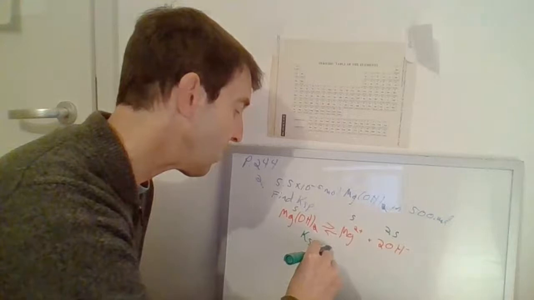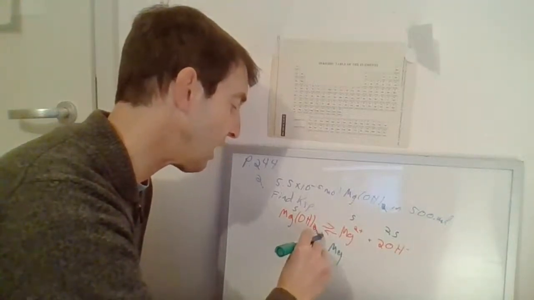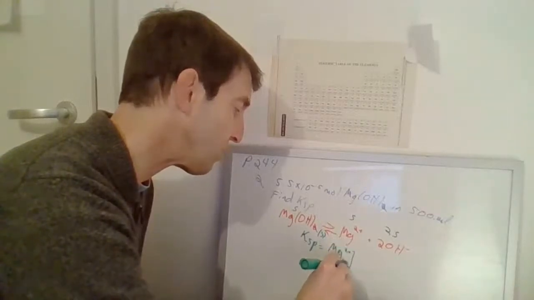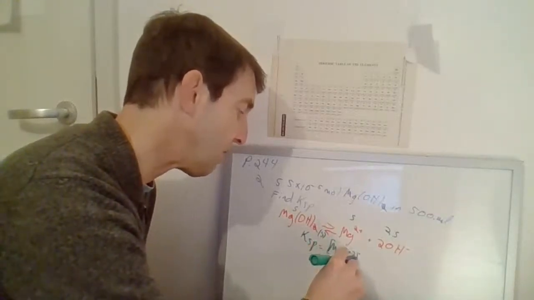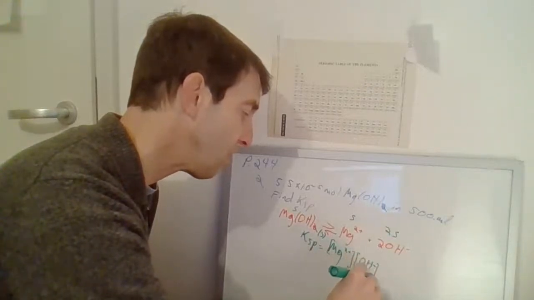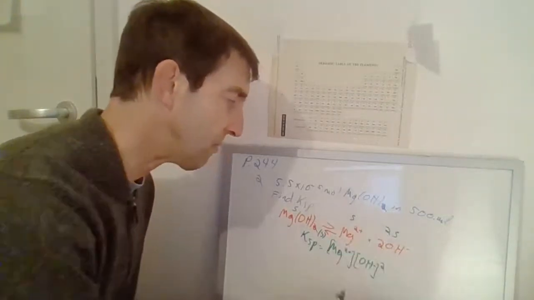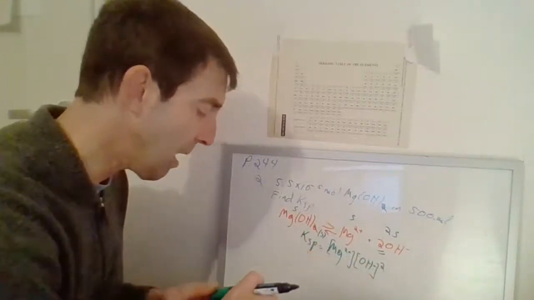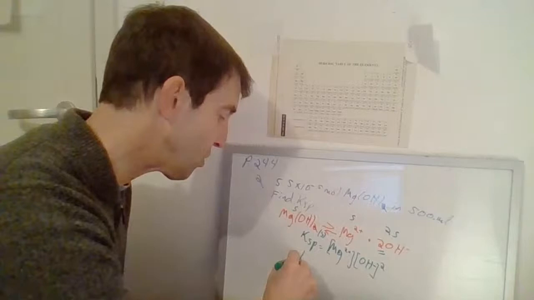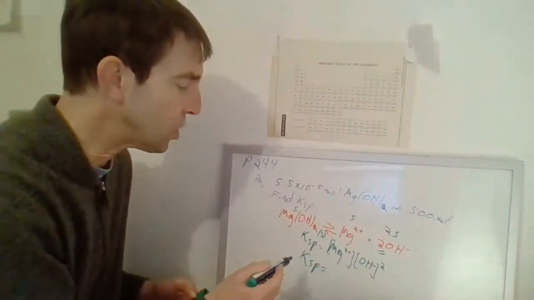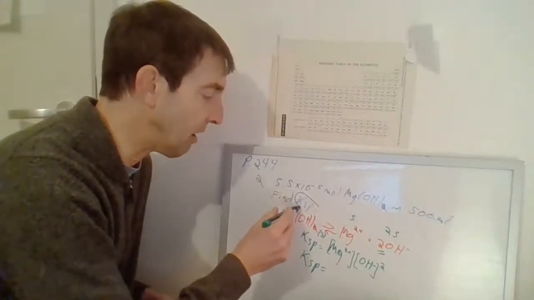is, remember this guy's a solid, so I don't care about that. So I got Mg2+ concentration times the OH- concentration squared, right? Because it's got a 2 there. Okay, now drop in the S. So in terms of S, and look, this is what we're trying to find in the problem. We want to find the Ksp.